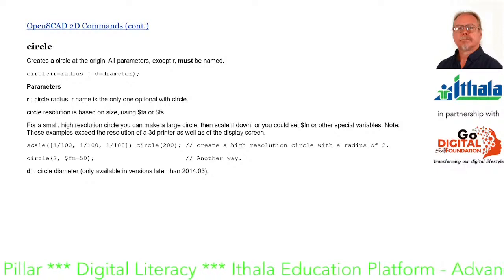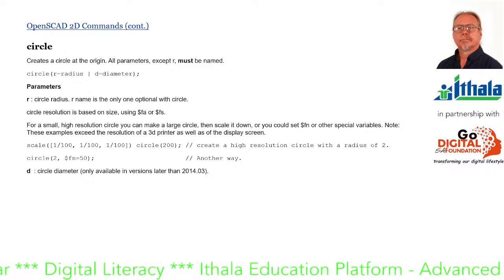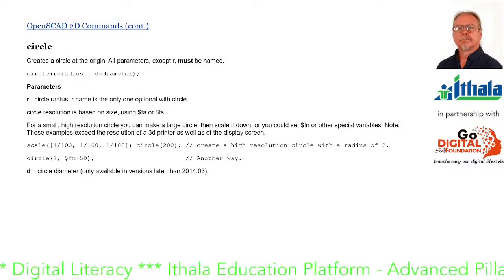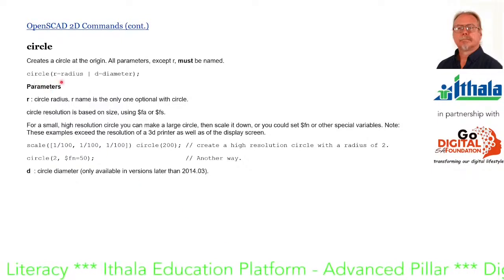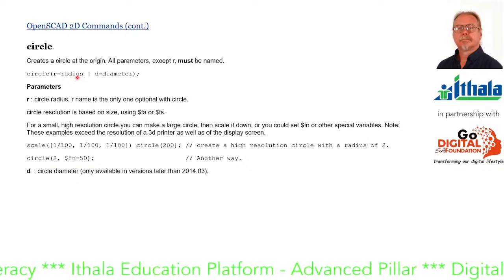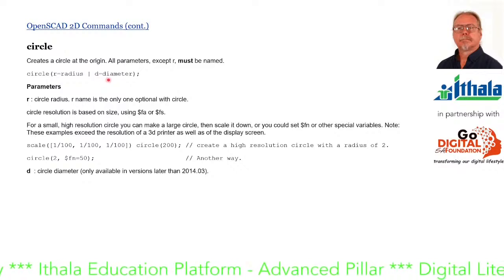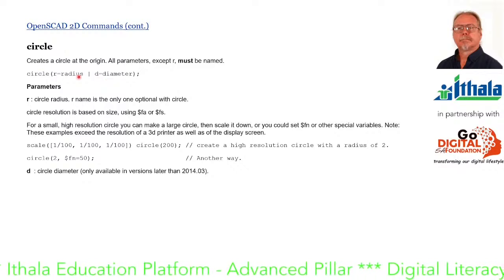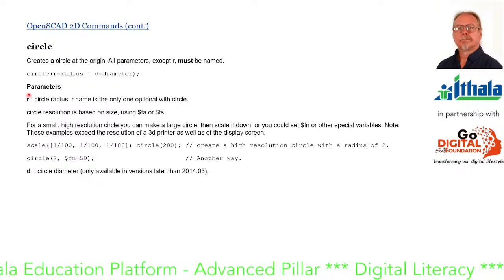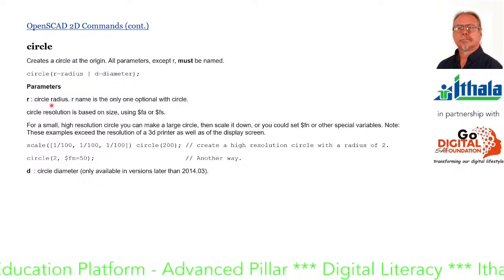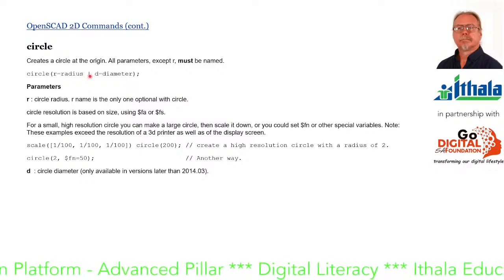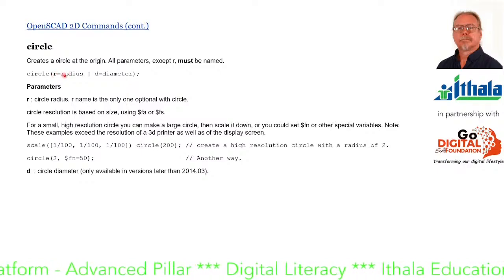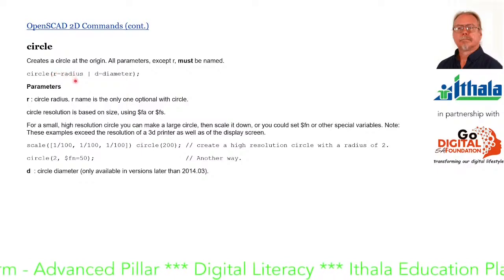Okay, circle. This creates a circle at the origin. All parameters except r must be named. Okay, so it's circle, r equals the radius, or you can say d equals the diameter. So you can specify either the radius or the diameter. So parameters, r is the circle radius. R name is the only one optional with circle. Okay, so if you just say circle with a number, that is then assumed to be the radius.